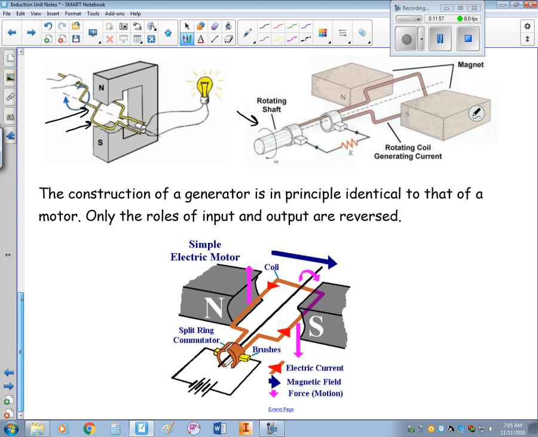So the construction of a generator then, in principle, is identical to a motor. It's just that the roles of the input and the output are reversed. So any kind of electric generator can operate as a motor, and any kind of motor can operate as a generator. So when you forcibly turn the coils inside of a motor, you will produce electricity. When you apply electricity to the coils, it causes them to spin on their own. So electric motors and electric generators are basically kind of the same thing. There's slight differences.